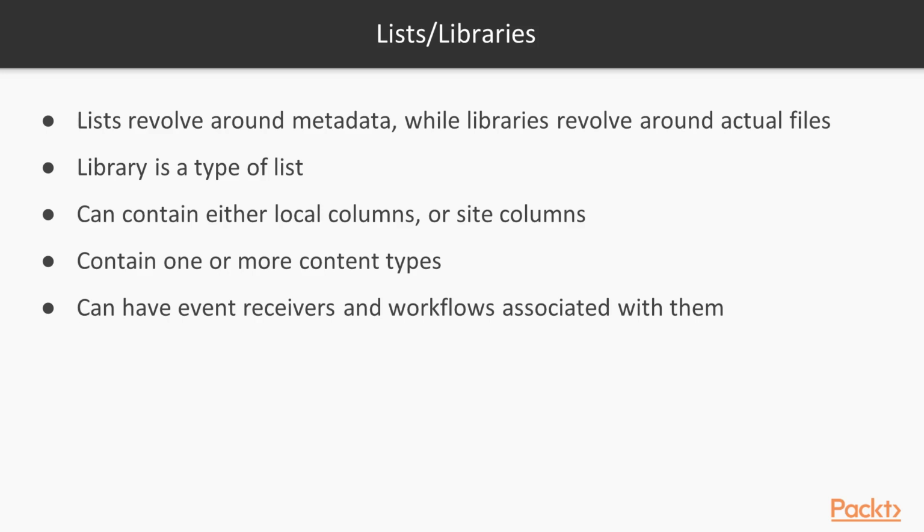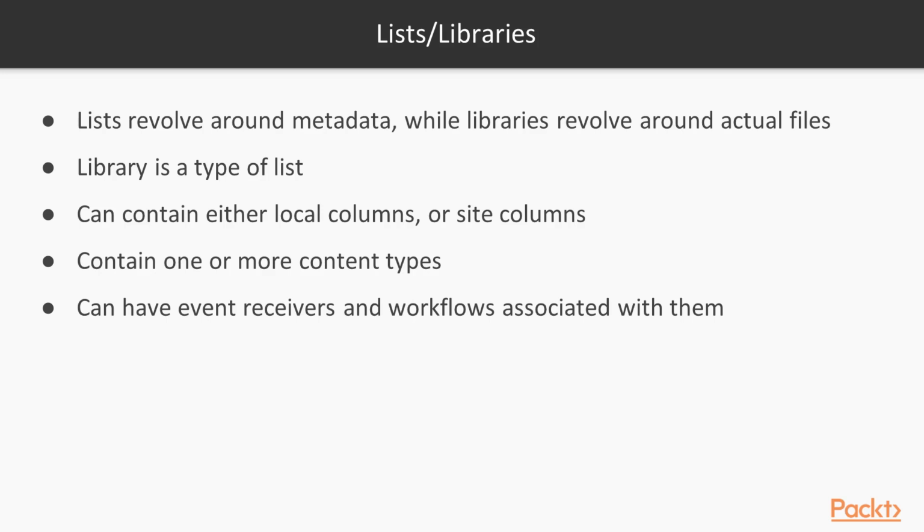Let's talk about lists or libraries. While lists revolve around metadata, libraries revolve around actual physical files. So each row of data in a list is just that, basically filled up columns. But a list item in a library is a physical file which we upload to SharePoint, and then we fill that with additional metadata if we need to.